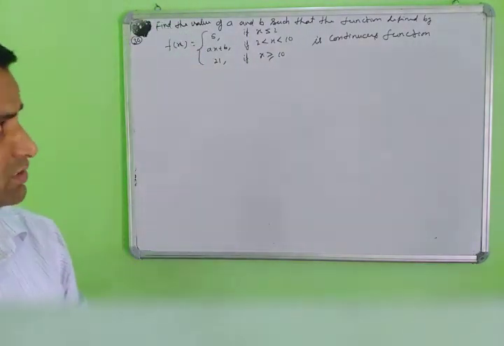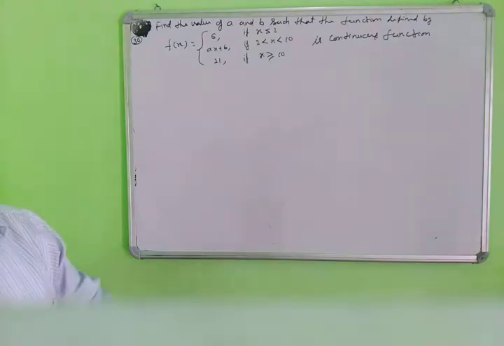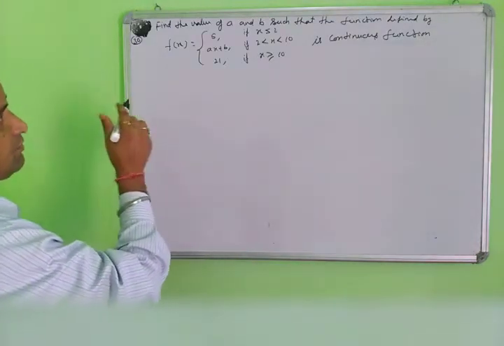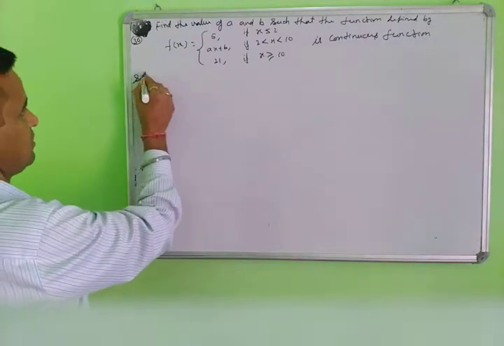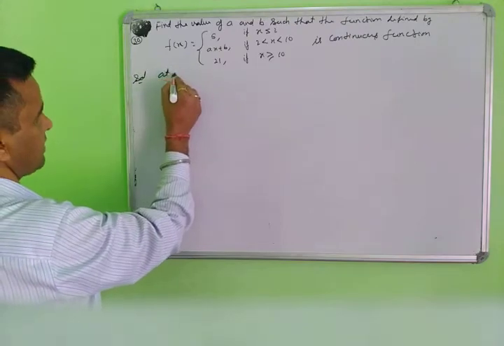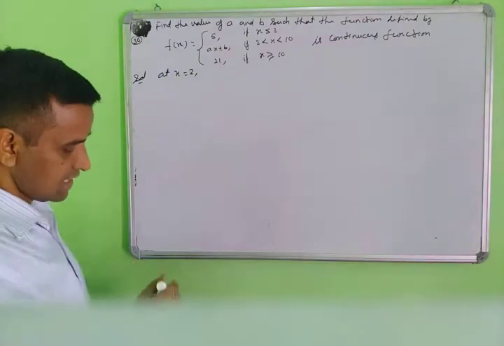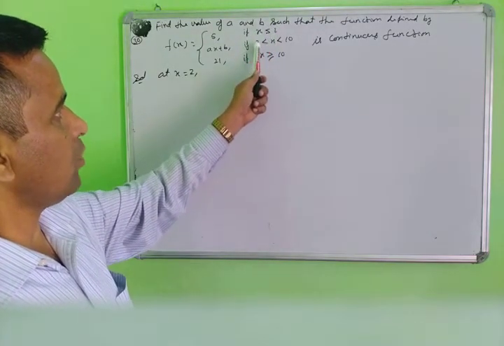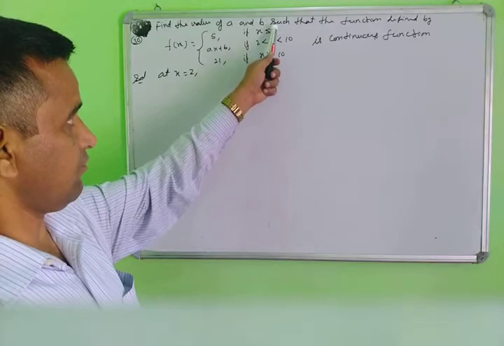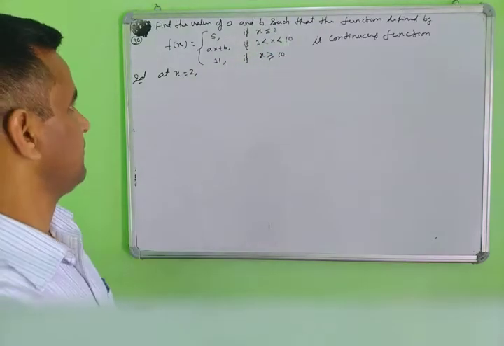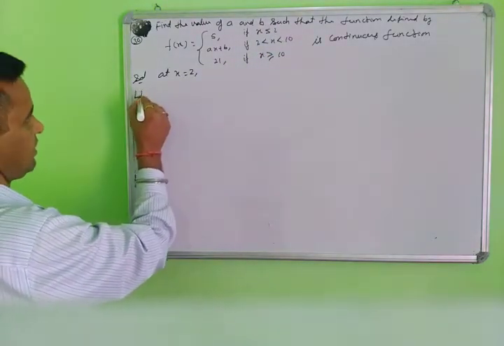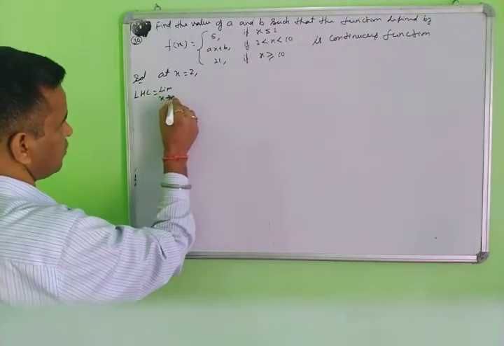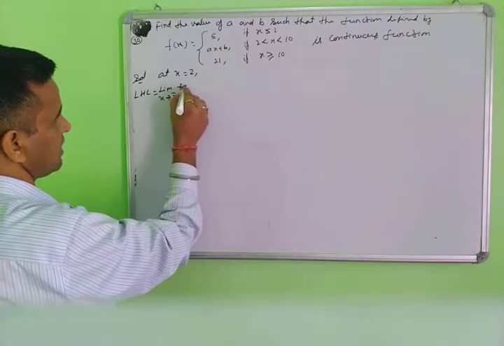Now how to solve this question, how to find the value of a and b? The condition given is that this function is continuous. So using this condition, find the value of a and b. Now start the solution. Similarly at x equal to 2, first I will check at 2, then check at 10. First LHL equals limit x tends to 2 from the left side of function f(x).